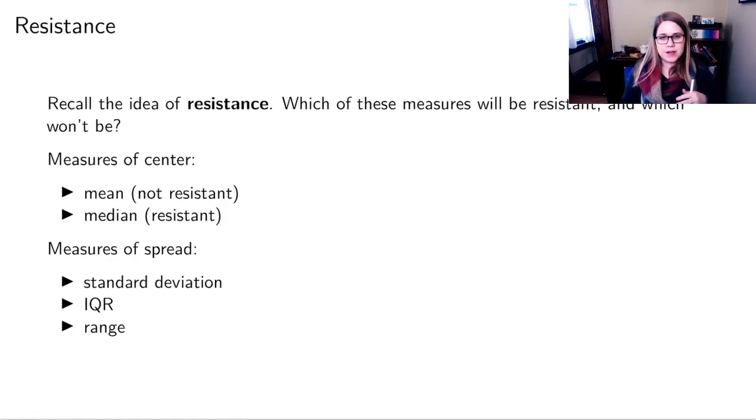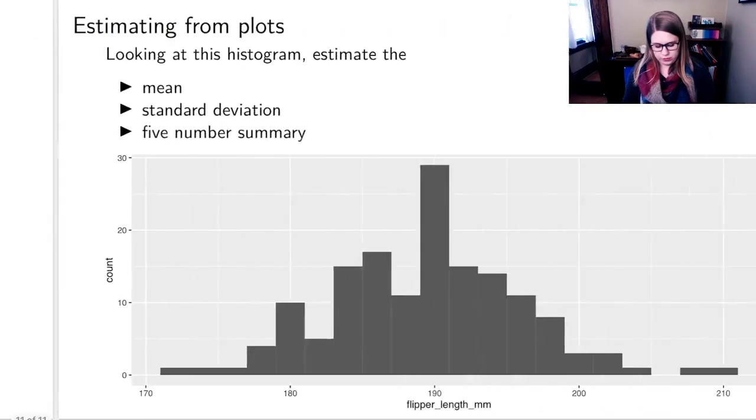And let's think about the idea of resistance. When we talked about measures of center, we said that the mean was not resistant and the median was resistant to outliers. So what do you think about the measures of spread? Which of these are going to be resistant and which won't be? And I'll ask you about that when we get to synchronous class.